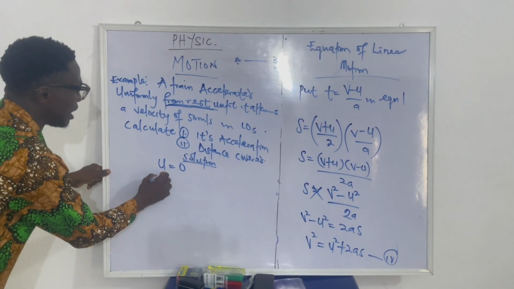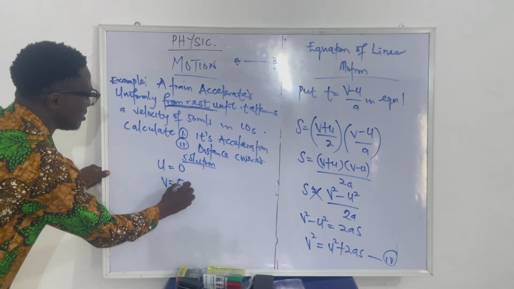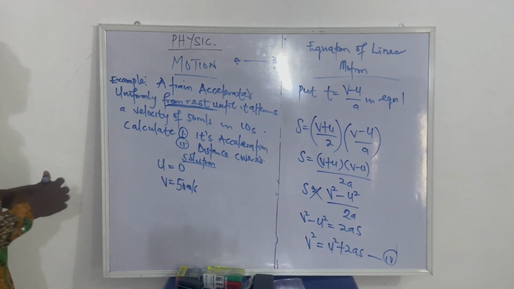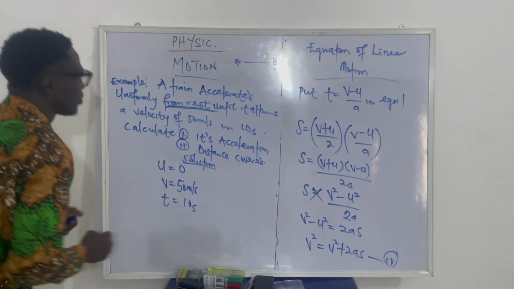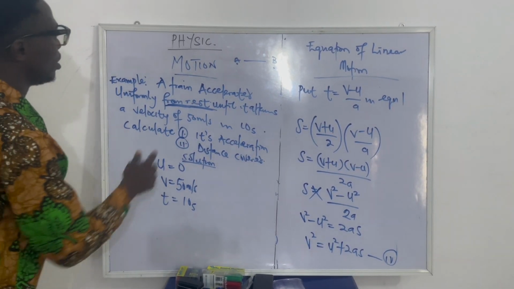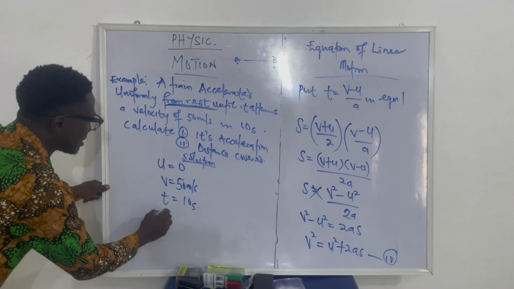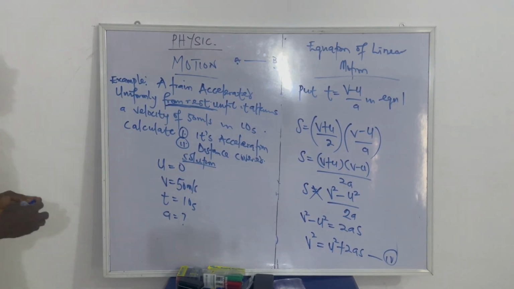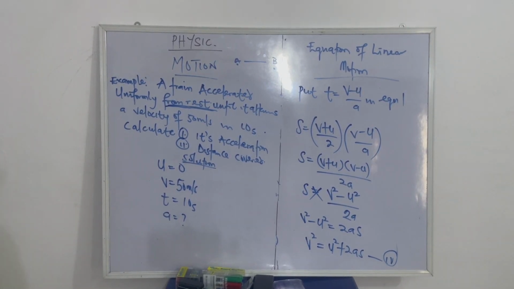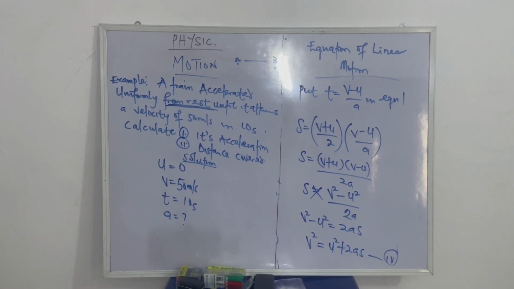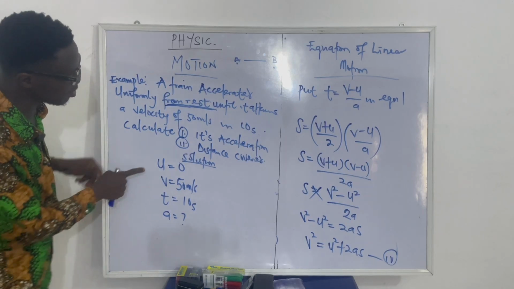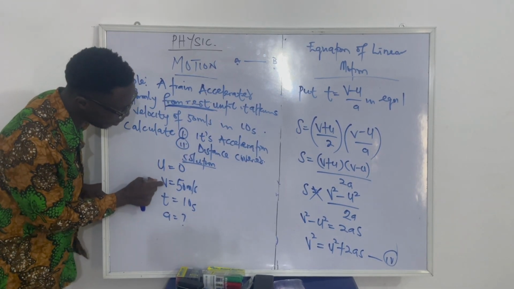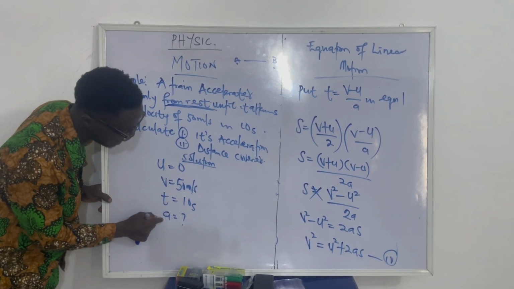U equals 0, which means that the final velocity in this case will be 50 meters per second. And the time in this case will be what? 10 seconds. Now, you were told to find acceleration. So, those are what were given. Now, in this, we have the parameters to be U, V, T, and A.